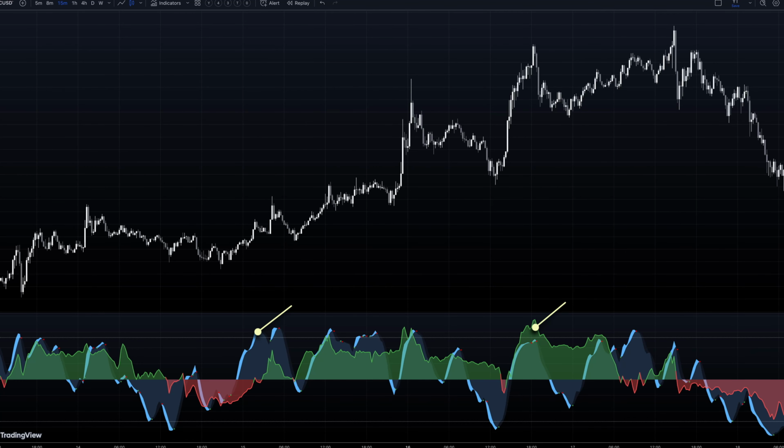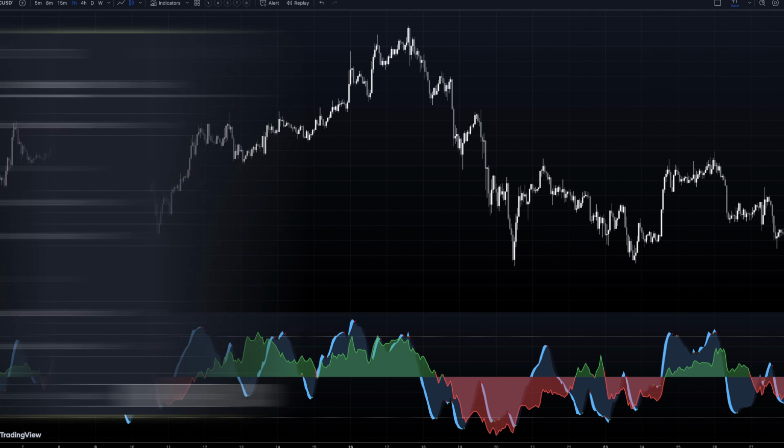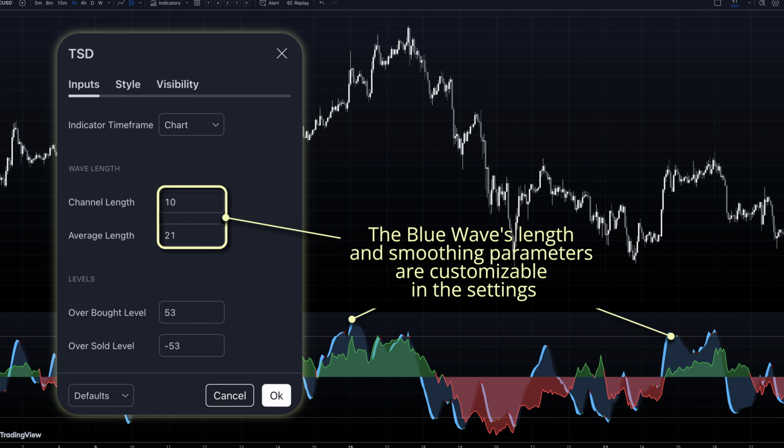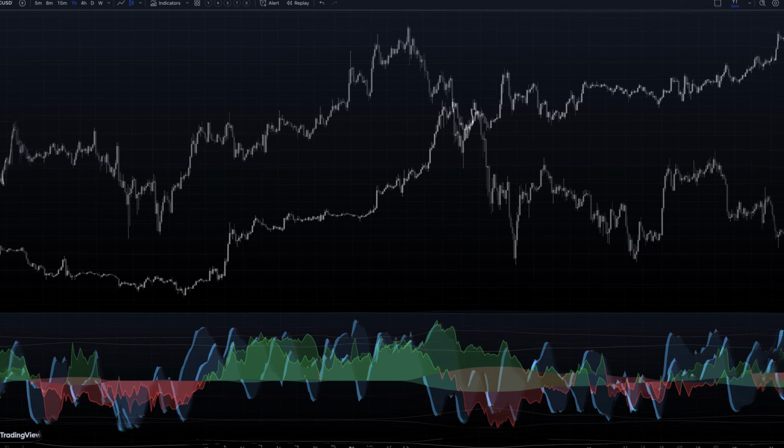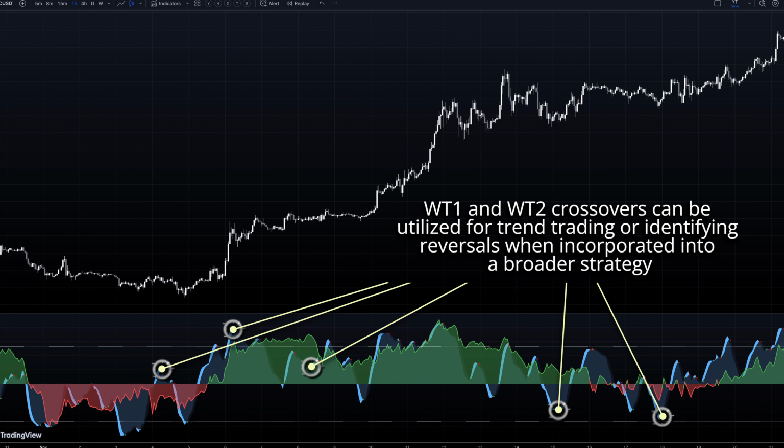It uses 2 main parts, the Blue Wave and the Money Flow Index, MFI. The blue wave is based on a smoothed average price, HLC3, and combines exponential moving averages with channel-based smoothing. It produces two outputs, WT1, which is the primary wave, and WT2, a smoothed version of WT1. The way these waves interact shows potential trend reversals or continuations.